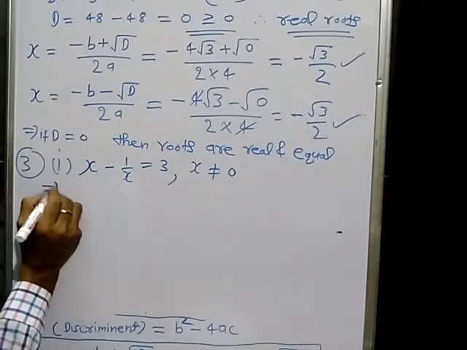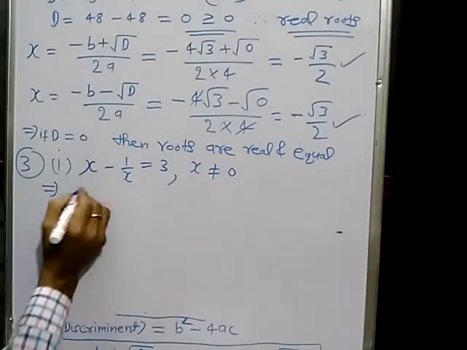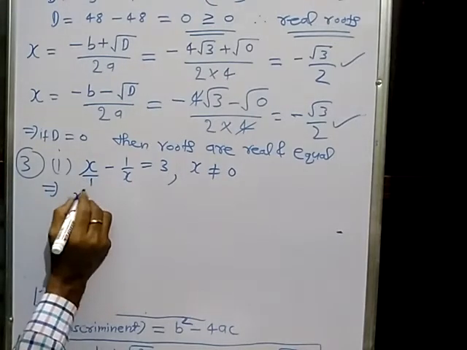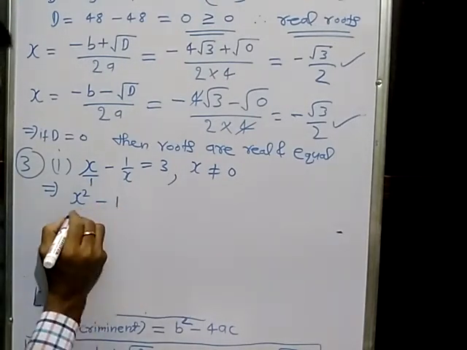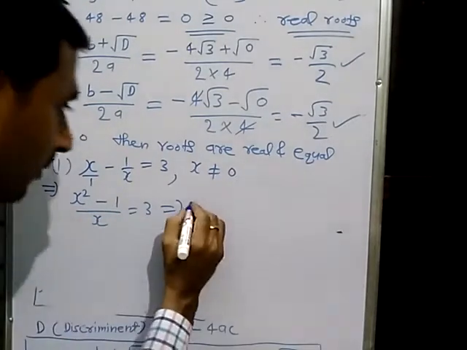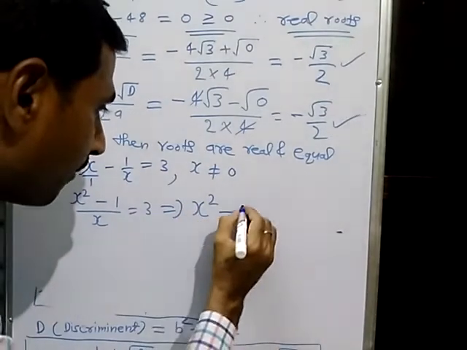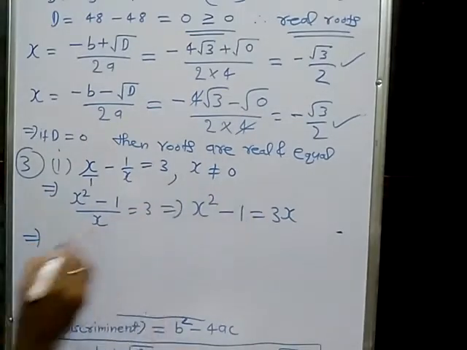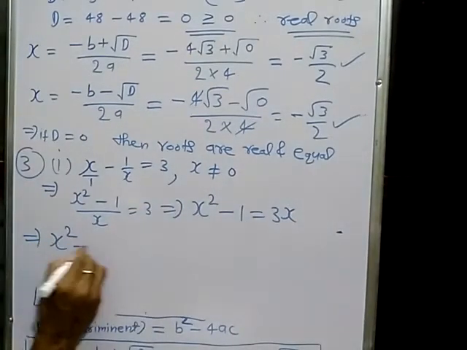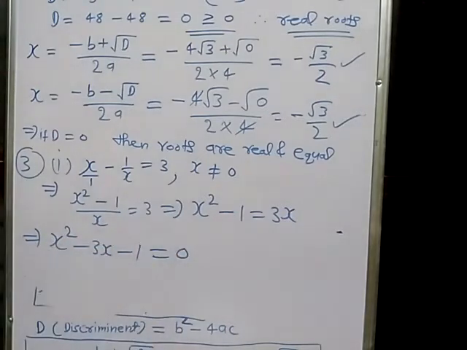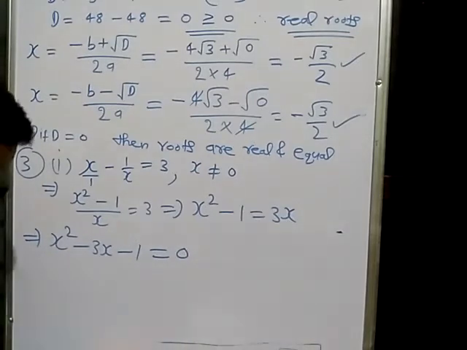Now, first of all, we need to simplify this equation in proper order. So, take the LCM. What is LCM? x. So, you will get x square minus 1 upon x is equal to 3. Then, do the cross multiplication. You will get x square minus 1 is equal to thrice of x. Transpose this 3x here. x square minus 3x minus 1 is equal to 0. This equation is written in the standard form.